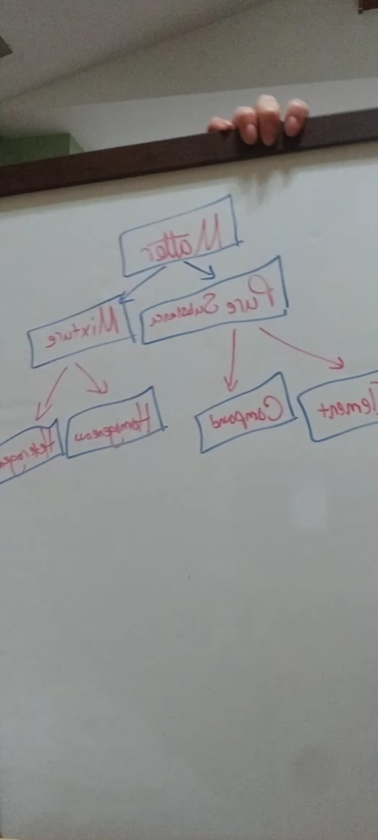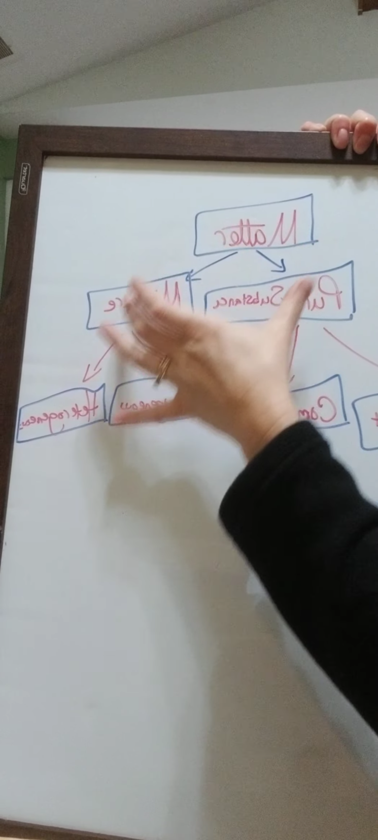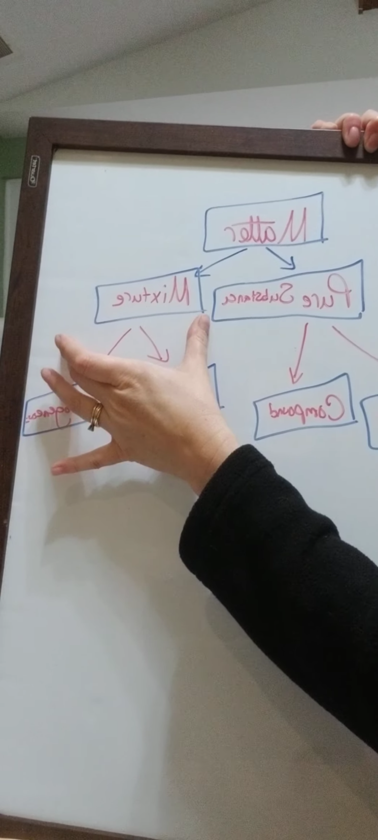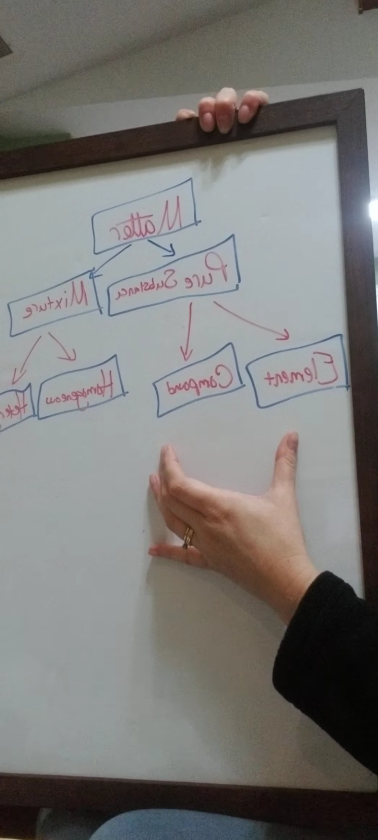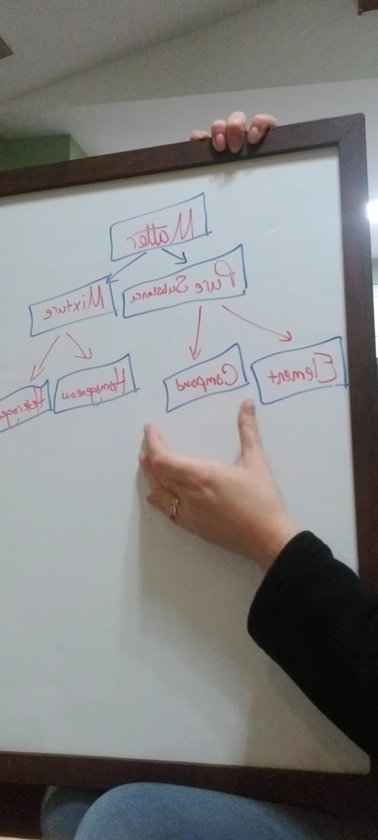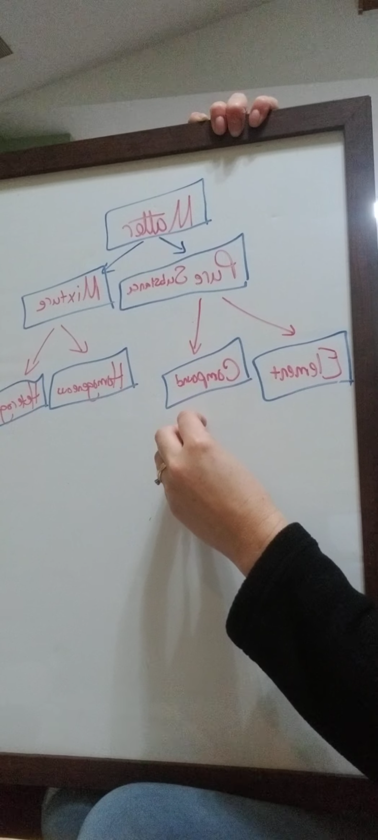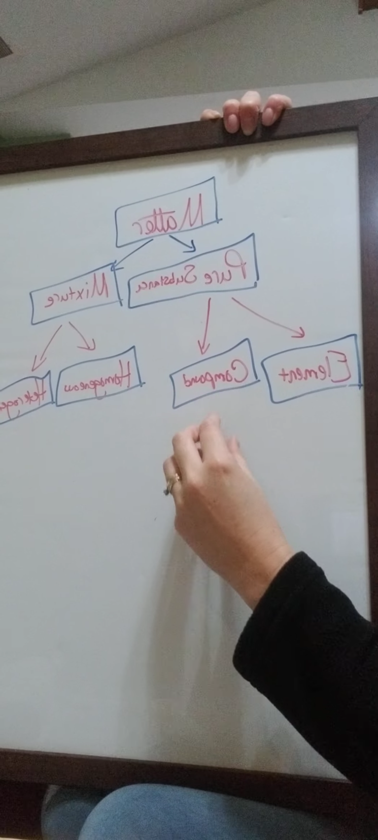Sometimes how it happens. All right, then we have this diagram where the tippy top we have matter, and matter can be broken down into two parts: pure substances and mixtures. Pure substances can be broken down into elements and compounds. Compounds are just different kinds of atoms. Remember, elements are broken down into atoms, and compounds are different atoms attaching to each other.